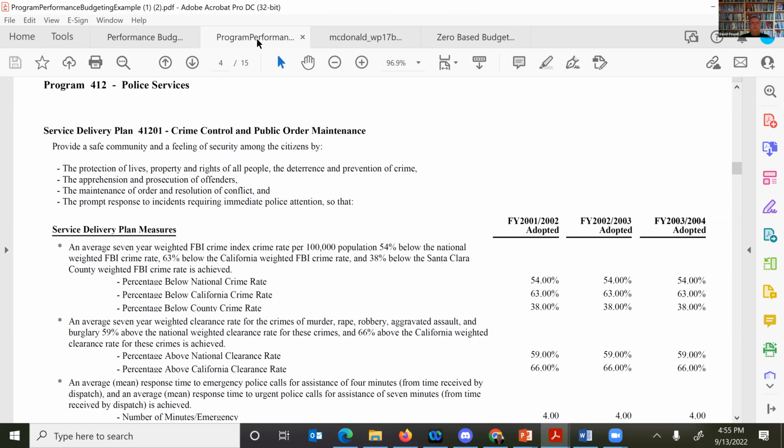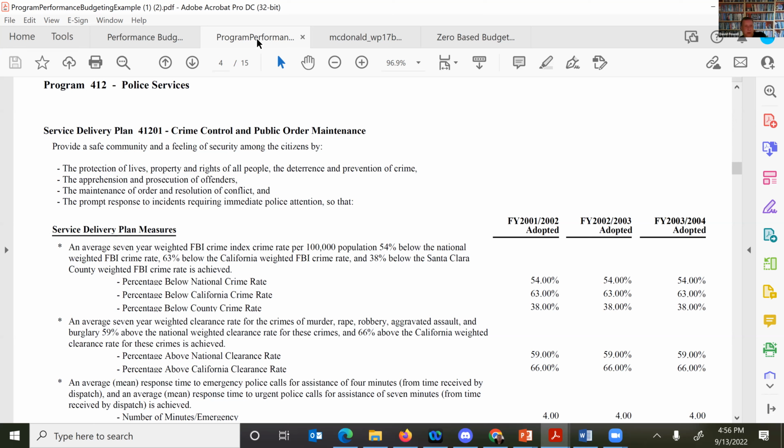So in this program known as Police Services, our goal here is to provide a safe community and a feeling of security among our citizens by the protection of lives, property, and rights of all people, the deterrence and prevention of crime, the apprehension and prosecution of offenders, the maintenance of order and resolution of conflict, and the prompt response to incidents requiring immediate police attention. So this is what we are trying to achieve here in this program of Police Services.